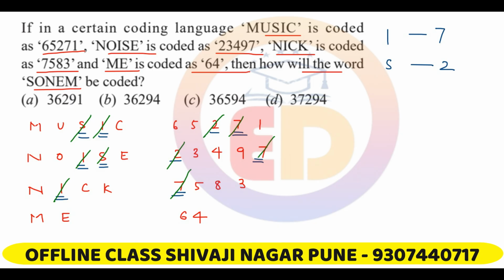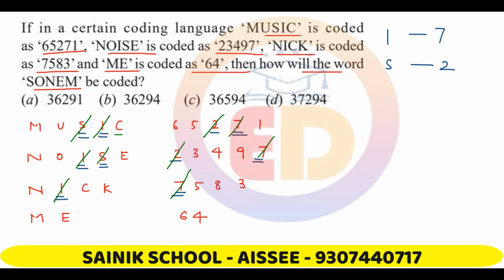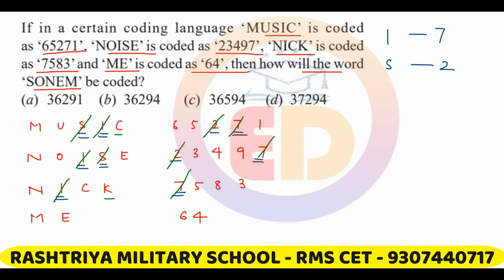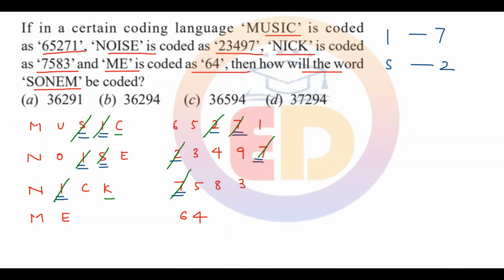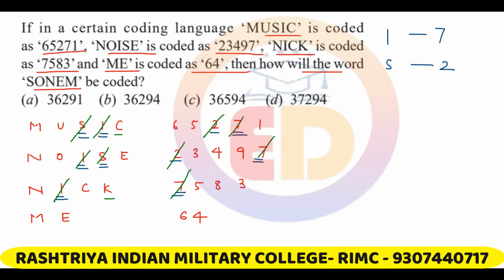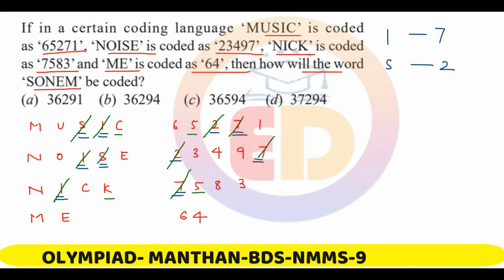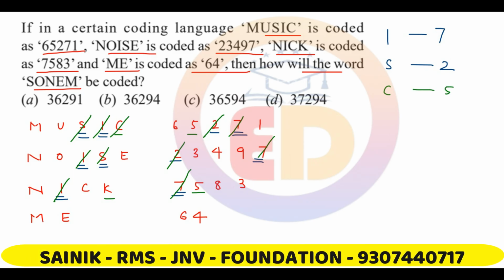Now you see that in the first and in the third the word C is common, and since the word C is common, we can find out the code common, which is 5. It means C is 5. Let's cancel C.